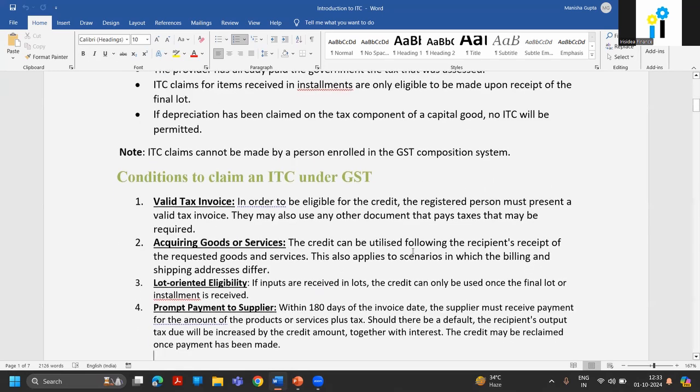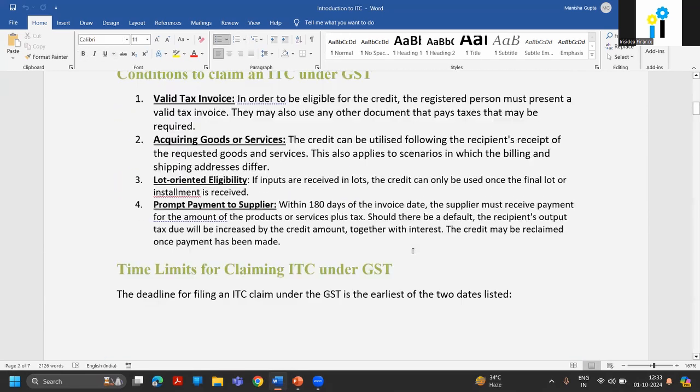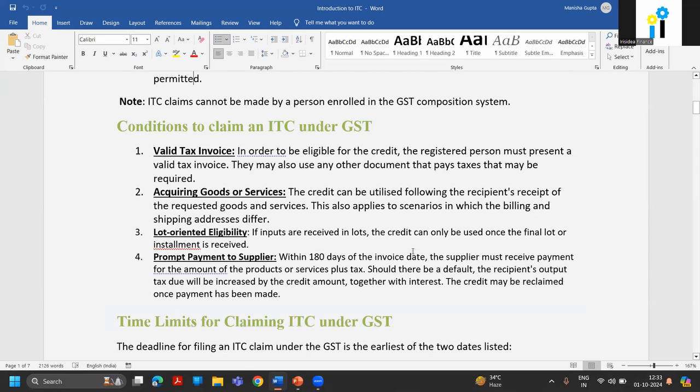Conditions to claim ITC under GST. Same condition, you must have a valid tax invoice with you for claiming ITC. When acquiring a good or service, the credit can be utilized following the recipient's receipt of the goods and services. This applies in a scenario where the billing and shipping address differ. Okay.